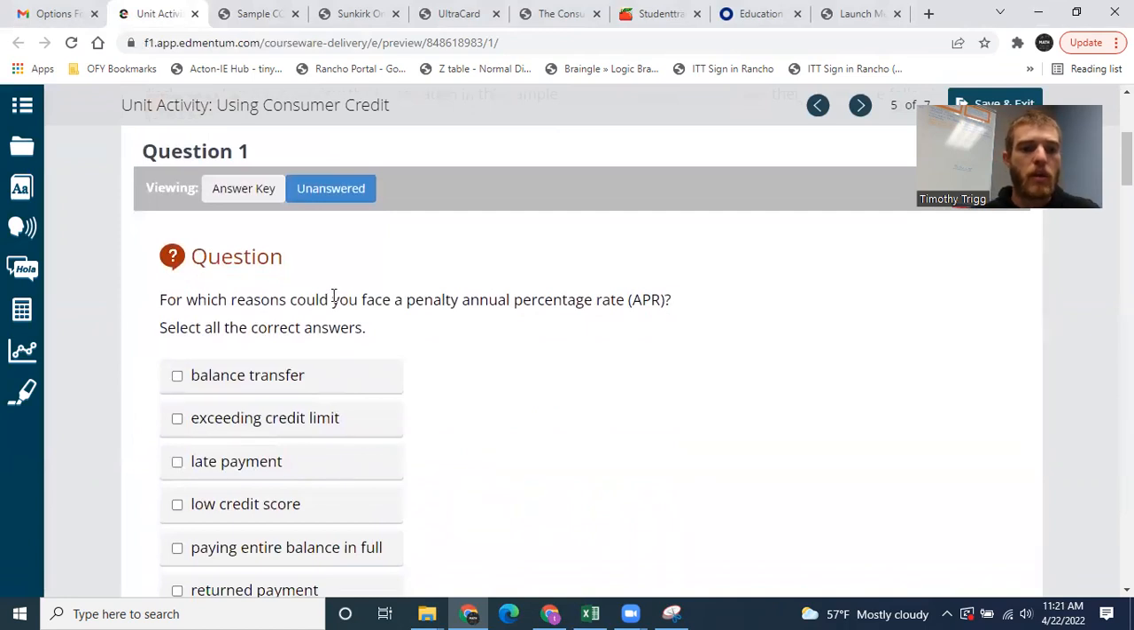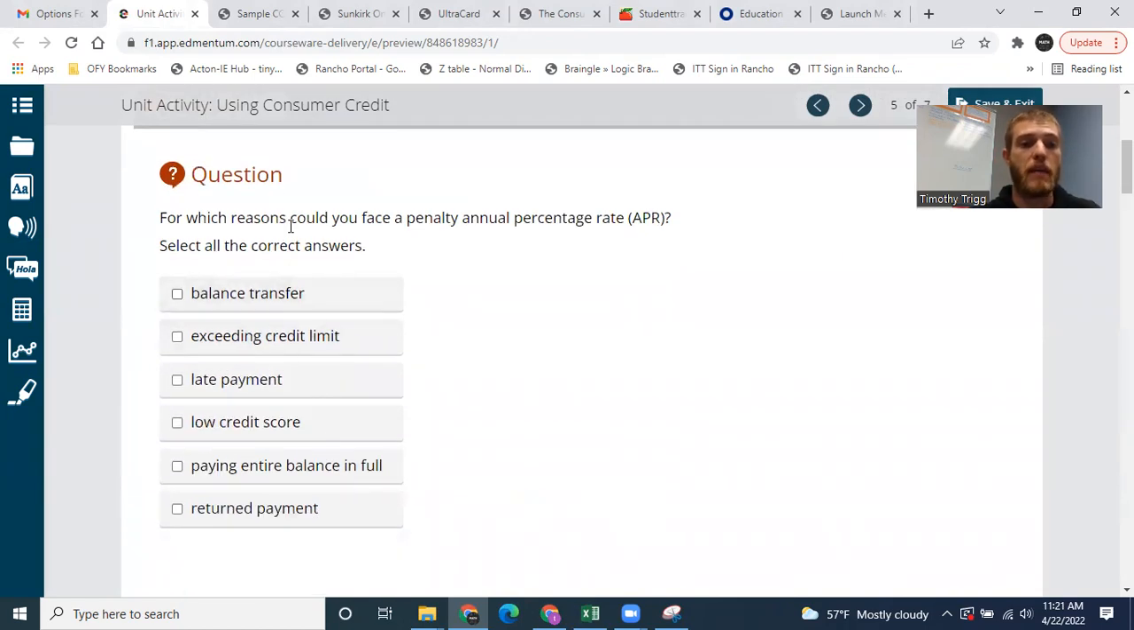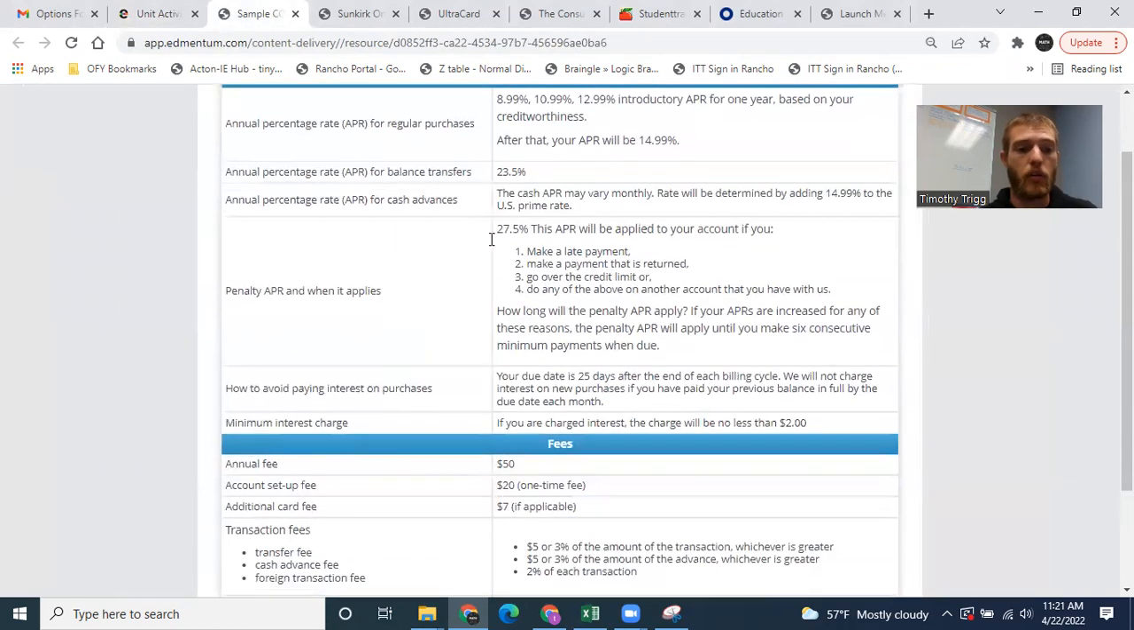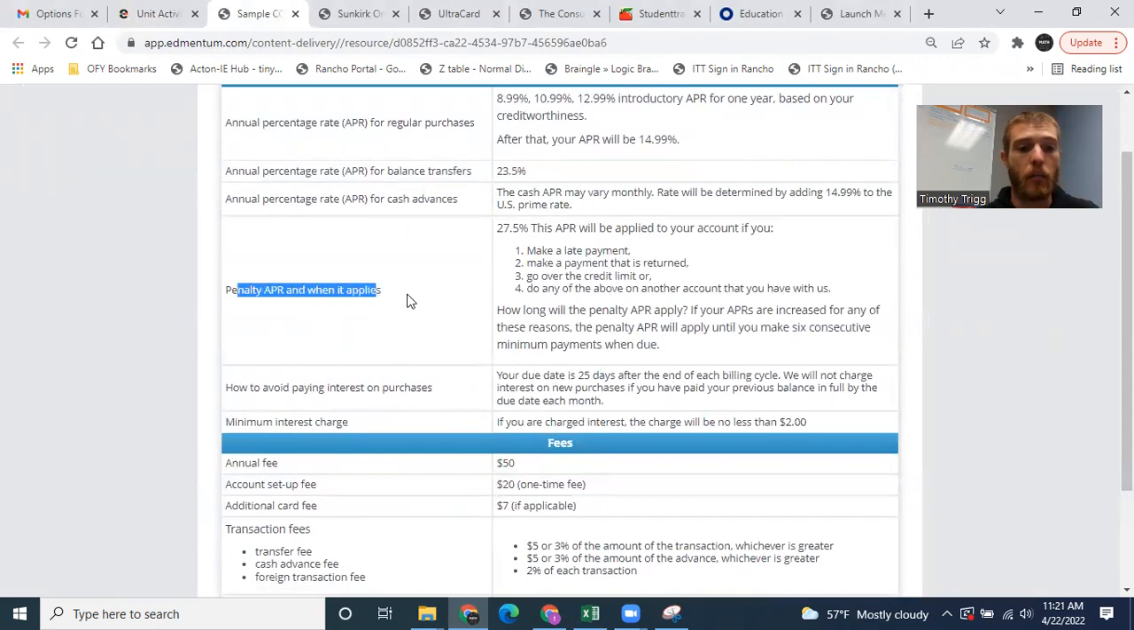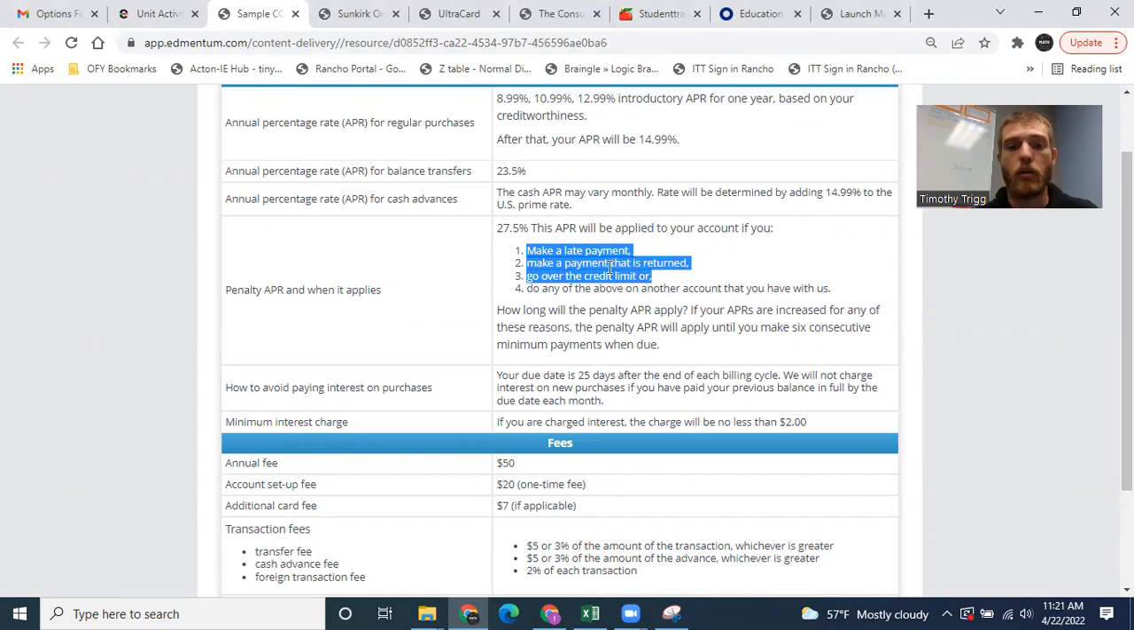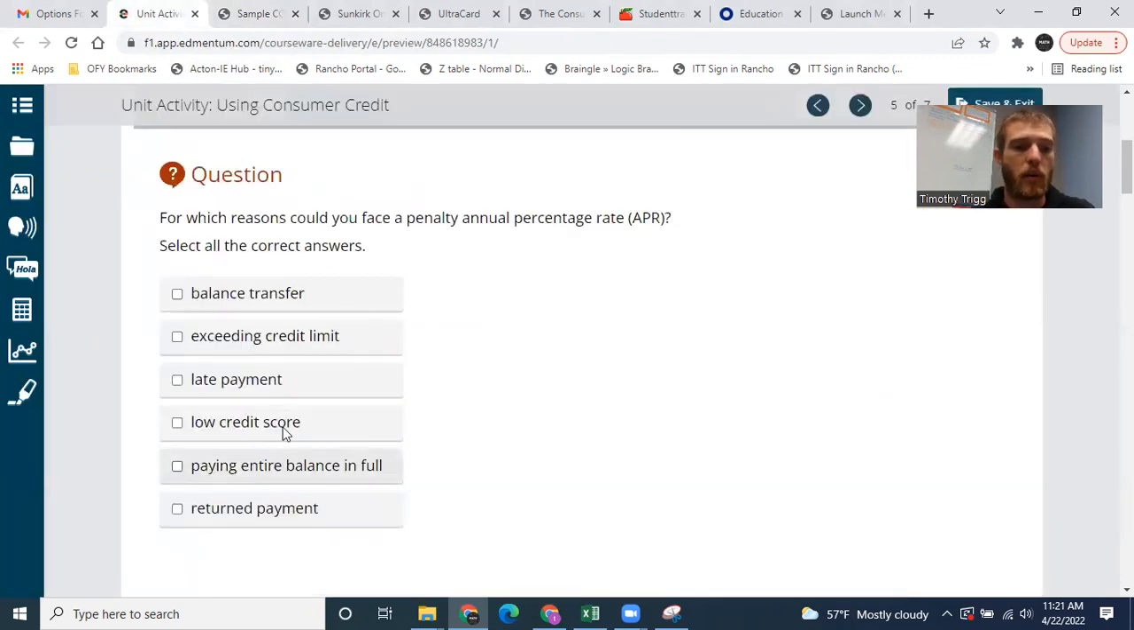Okay, for which reasons could you face a penalty annual APR? Select all the correct answers. So penalty APR. So that's going to be, when you look over here, penalty APR and when it applies. So here are the 3 reasons for increased APR. So if you make a late payment, make a payment that is returned. In other words, like your check bounced, basically, or you go over the credit limit. Okay, so those are the 3 reasons. You want to click right here.